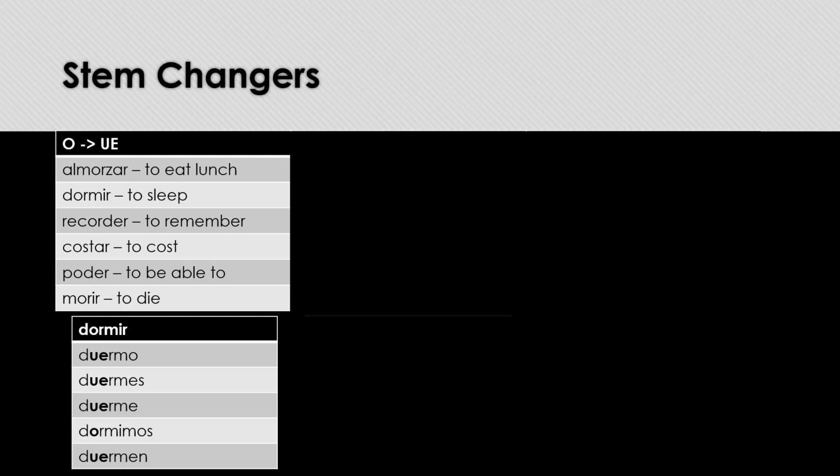Let's look at some examples of O to UE. Dormir, which means to sleep, is a stem changing IR verb. All of the endings are the exact same as all regular IR verbs. However, now the O changes to a UE in every form except for the nosotros form.